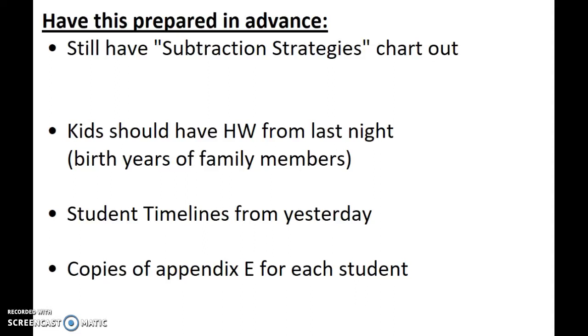All right, day 6. In advance of today, please still have your subtraction strategies chart paper. You're going to keep adding to that during today's mini lesson. Then after the mini lesson, when kids are getting to work, you need to make sure that you have the kids' homework from last night, which is the birth years of the family members. They're going to need that for today's activity.